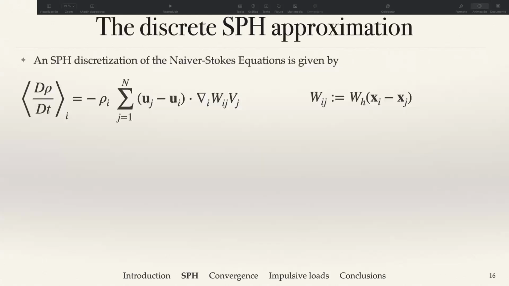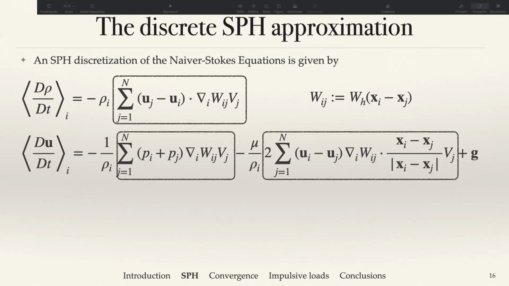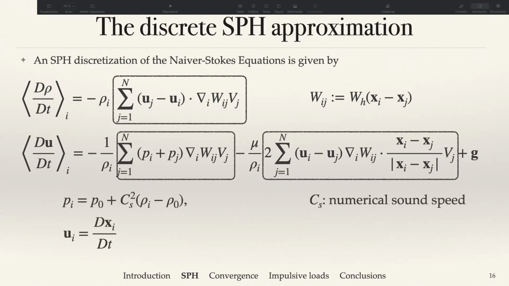Okay, so this is the discrete version of the Navier-Stokes equations that I will be considering. So first, we have the continuity equation where there is the discrete version of the divergence operator appearing. Now the momentum equation with the discrete version of the gradient of the pressure, and some version of the Laplacian. Here in particular, I have considered the Morris Laplacian, but there is also the Monaghan Laplacian, which we will later discuss. Also, we have the equation of state and the Lagrangian formalism.